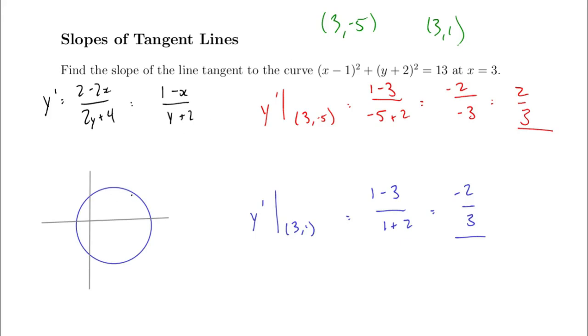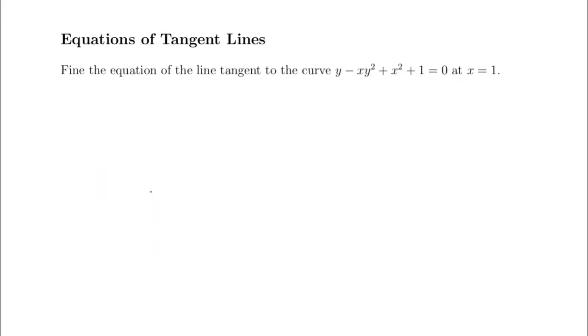But all of this to say, it should make sense that at this point, at x equals 3, and at this point down here when x is equal to 3, our tangent lines have kind of opposite slopes, right? We have this nice symmetry, but it should make sense that these are kind of flipped slopes that we have. Cool. All right, let's move on to another one.